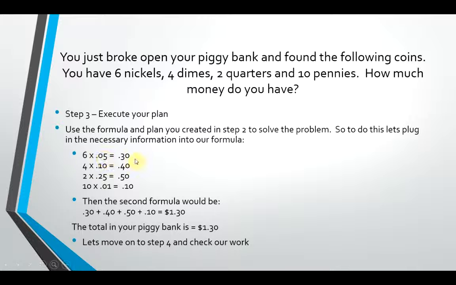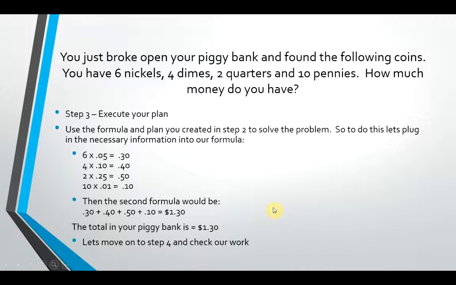Now we'll solve all those. 6 nickels is 30 cents. 4 dimes equals 40 cents. 2 quarters equals 50 cents. 10 pennies equals 10 cents. Now that we know how much each of our coins add up to, let's figure out how much money we have in all. So the second formula would be just to add all of those together. 0.30 plus 0.40 plus 0.50 plus 0.10, you're going to get $1.30. So the total money in your piggy bank is $1.30.